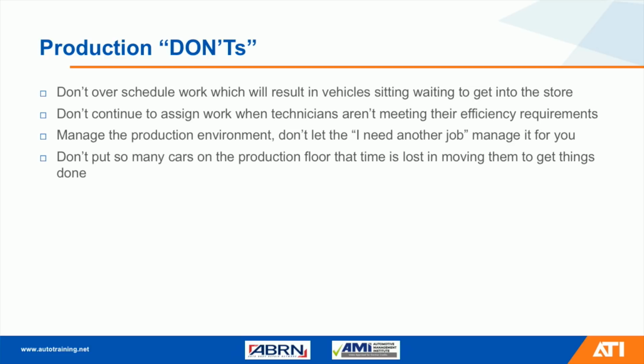Don't continue to assign work when technicians aren't meeting their efficiency requirements. If I have somebody that I have rated so that they'll produce 175% and they only produce 130 this week, do I want to continue to give them more work at that lower production level? Or maybe am I going to have a conversation with them about their productivity? Don't keep continuing to push more work on them when obviously there's a reason why they're not able to produce at the level. We've got to find out what that reason is. Make sure we address it with them individually. So there's where the communication comes in.